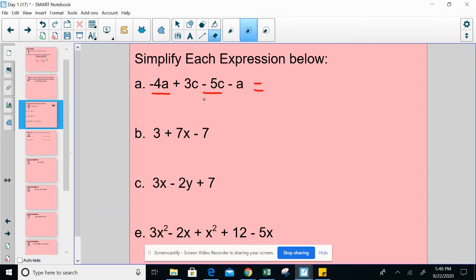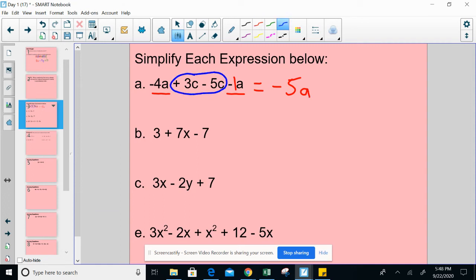Oops, that's not a like term. Apologies. Right here, so negative 4a, negative 1. If you want to write the 1a, so negative 5a. And then right here, plus 3 minus 5, negative 2c. And that's what we had with the algebra tiles.